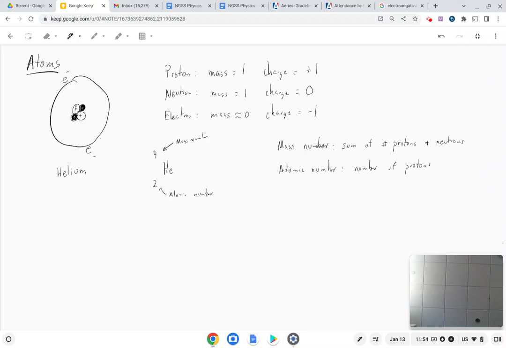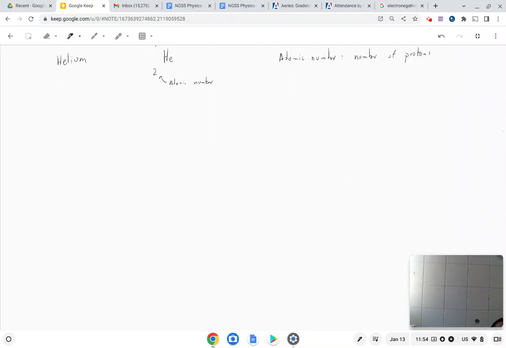Okay, isotopes. Anybody know what an isotope is? Can anyone tell me? You chemistry experts? Yep. Excellent. It is a version, you could say, of an atom that has extra or fewer neutrons.